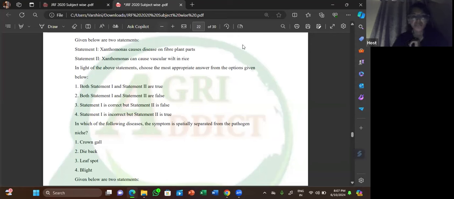Yeah, very good. Option 1, that is, both are true. It can cause the disease on fiber plants also, and in case of rice, you can notice the wilt also.